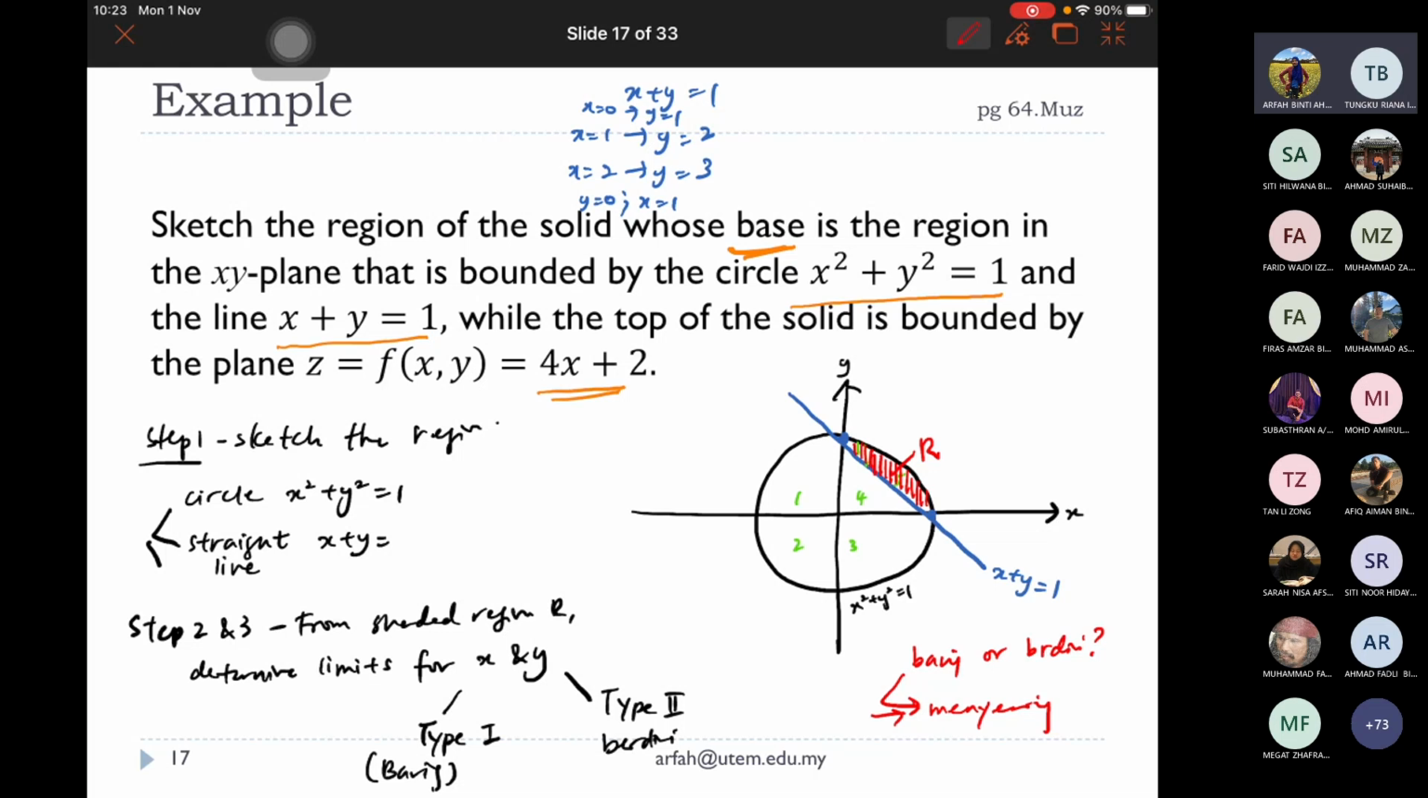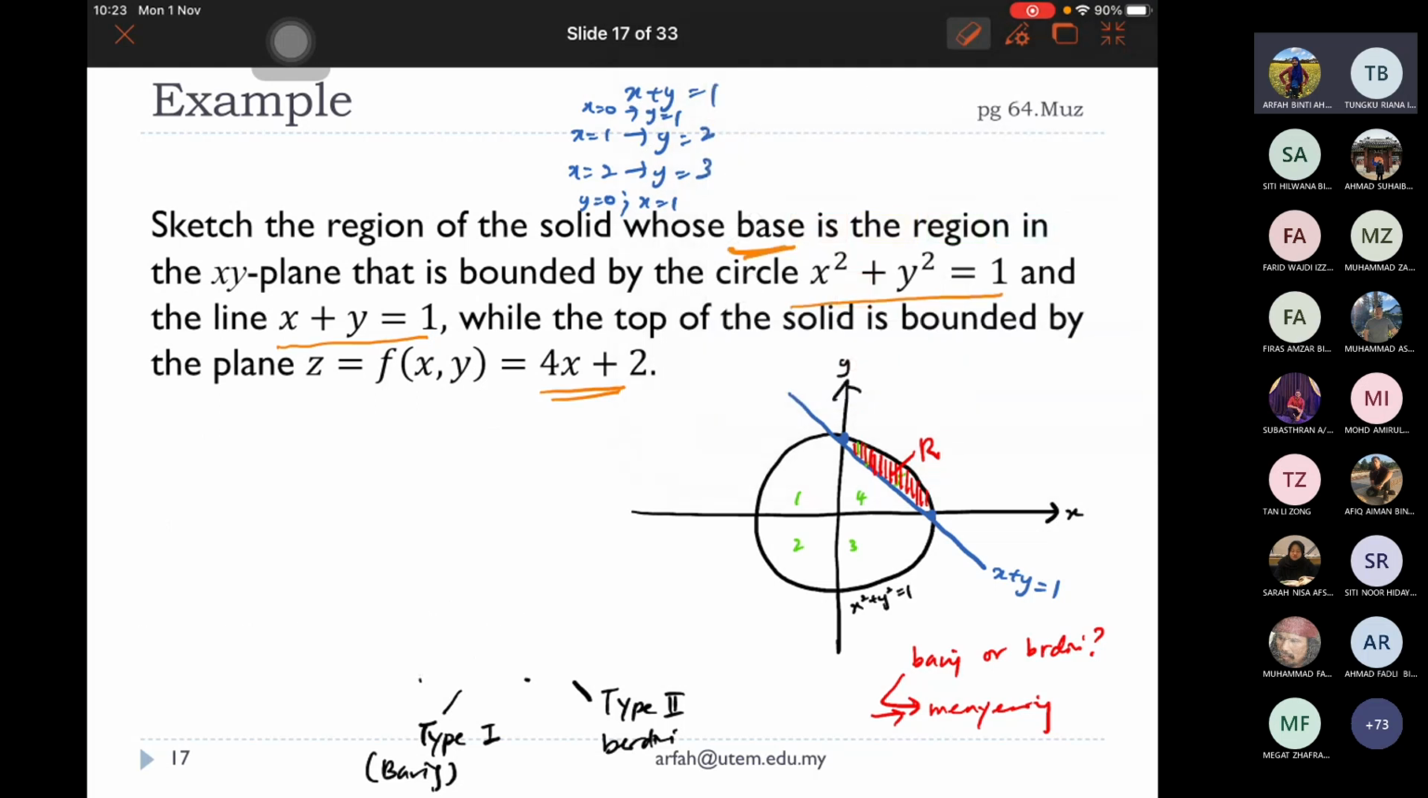So macam mana kita nak tentukan dia punya region daripada sini? So from here kita boleh guna dua-dua. You can use either type 1 or either type 2. Okay. So from here, because you can use either type 1 or either type 2, kita take a look how you are going to solve for this one.